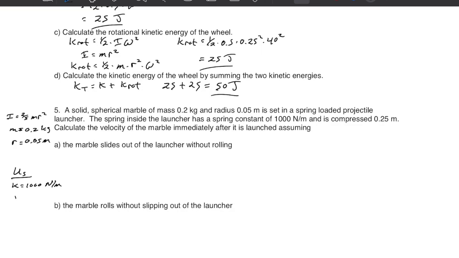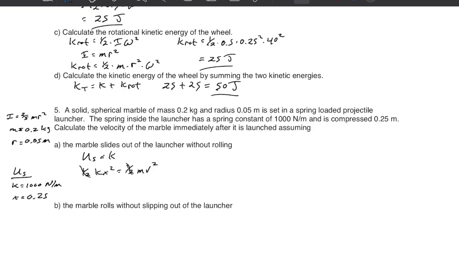So we're going to say our initial energy, E naught, is equal to our final energy, E. Our initial energy is spring potential energy, and our final energy is just translational kinetic energy. U_s is equal to K. 1/2 kx squared is equal to 1/2 mv squared. The 1/2s will cancel out. And we're left with kx squared over mass is equal to v squared.